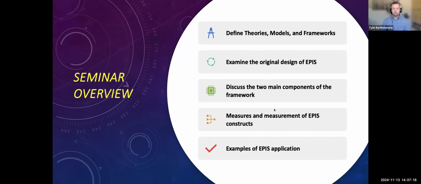Then I'm going to talk about the original design of EPIS, the creators behind it, and why it was created. I will discuss the two main components of the framework. There are two core pieces to the EPIS framework that make it really robust. Then I'll talk about measures and measurement of the EPIS constructs, of which there are tons of different measures out there that we can use to measure implementation context and process. And then examples of EPIS application. As I mentioned, I've used EPIS in several grant applications, some NIH grant applications that have been funded, and I'm excited to share some of those applications with you all today.